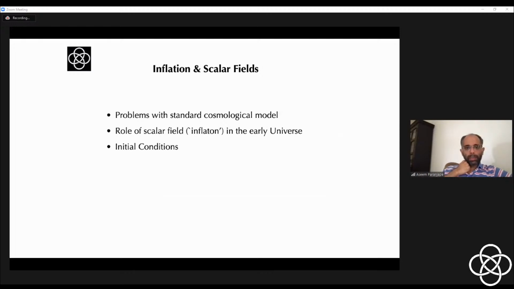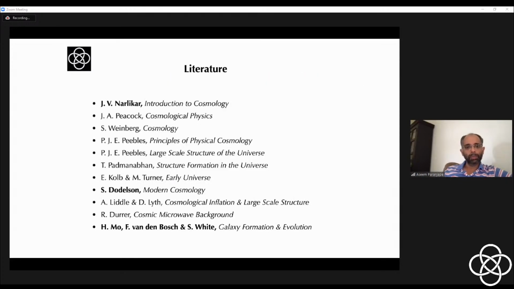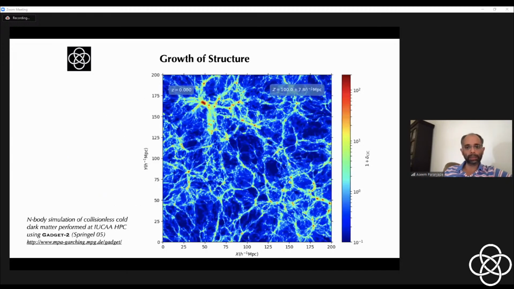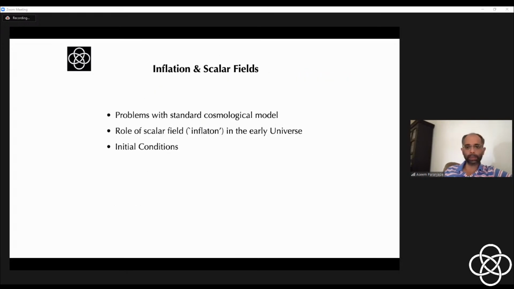We would like to understand where these fluctuations in the initial conditions, which I showed here, came from. So think of the cosmic microwave background anisotropies as setting the initial conditions. But we would like to know where these tiny fluctuations came from. What happened before this time of 400,000 years that set these initial conditions in the first place? So that is today's lecture.